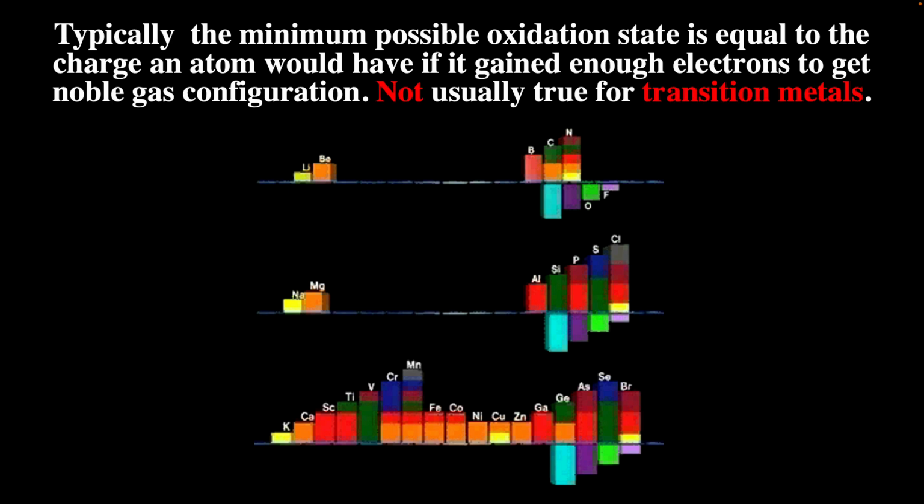Typically, the minimum possible oxidation state is equal to the charge an atom would have if it gained enough electrons to get noble gas configuration. And so for fluorine, if it gains 1 electron, it gets noble gas configuration, and so its minimum oxidation state is -1. Oxygen, if it gains 2, it gets noble gas configuration, so its minimum is -2. Now again, notice that this is a little bit different for the transition metals.